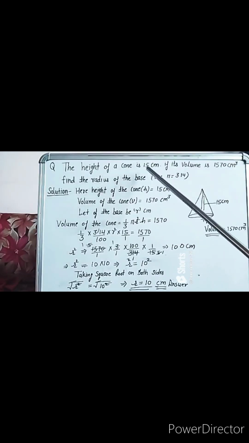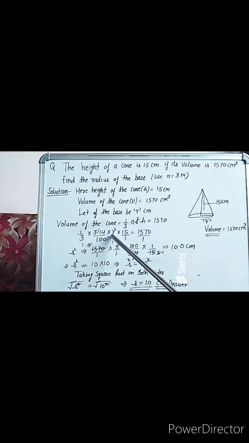The height of a cone is 15 centimeter and its volume is 1570 centimeter cube. Find the radius of the base. So first of all we draw a cone. Height is 15 centimeter given. Here we have to find the radius. So height is given 15 centimeter, volume is given, and let the base radius be r centimeter. So volume of cone formula is 1 by 3 pi r square h is equal to 1570. So putting the values of pi, r and h in the formula.